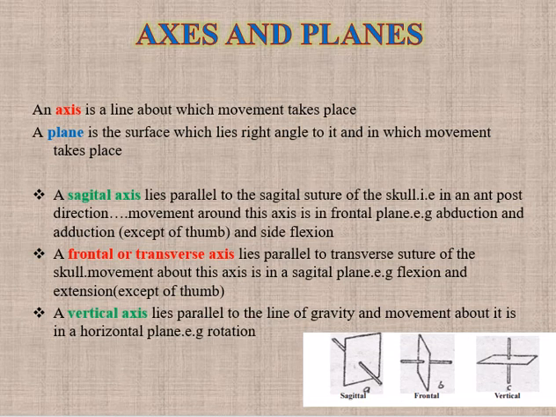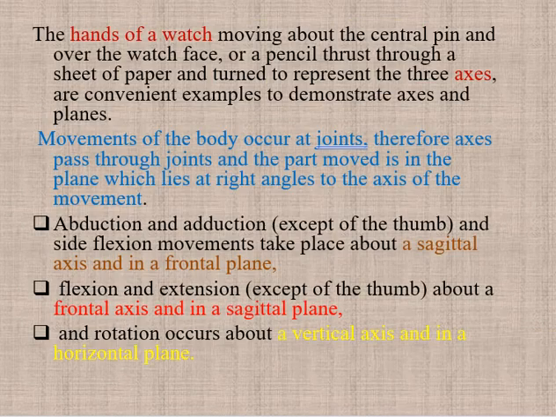Now further I explain it with examples. Hands of a watch moving about the central pin and over the watch's face, or a pencil thrust to a sheet of paper and turned to represent the three axes, are convenient examples to demonstrate axes and planes. As you know, movement of the body occurs at joints. Therefore, axis passes through the joints, and the part moved is in the plane which lies at right angle to the axis of the movement.